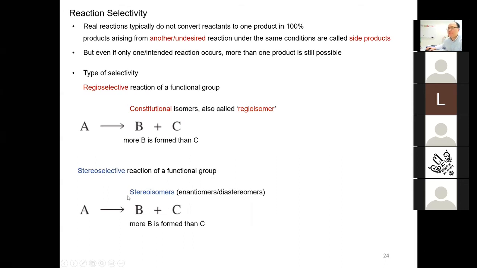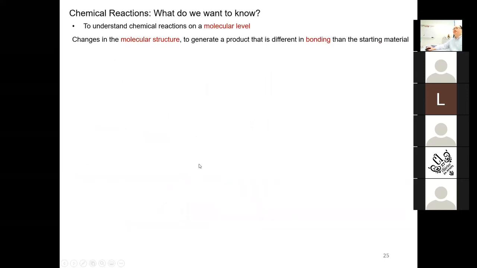They are now stereoisomers. They can be enantiomers or they can be diastereomers. So if a little bit more B is formed than C, we can say this reaction is a stereoselective reaction. The difference between regioselective and stereoselective is the relationship between B and C. In the regioselective case, they are constitutional isomers. In the other, they are stereoisomers.